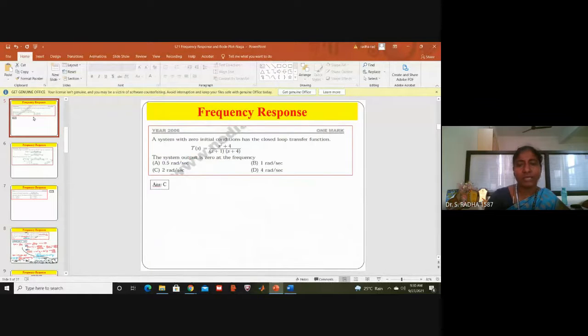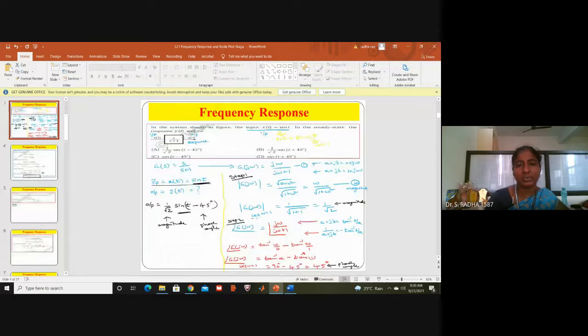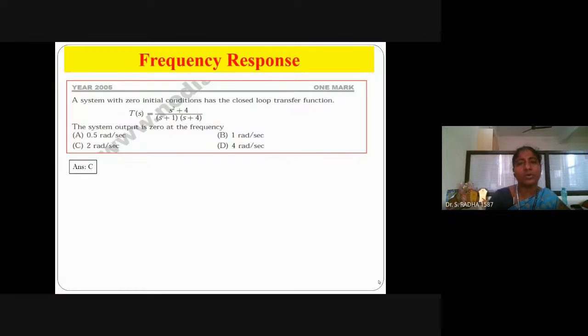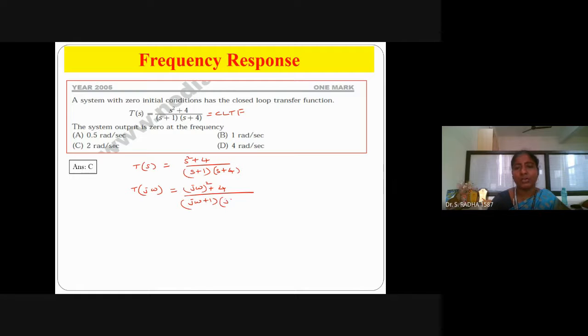One more thing I will show in the frequency response. This we completed. Now I am taking up this question. A system with 0 initial conditions has the closed loop transfer function. The system output is 0 at what frequency? So T of s is given as s square plus 4 divided by s plus 1 into s plus 4. When you put s equal to j omega, it will come j omega whole square plus 4 divided by j omega plus 1 into j omega plus 4.